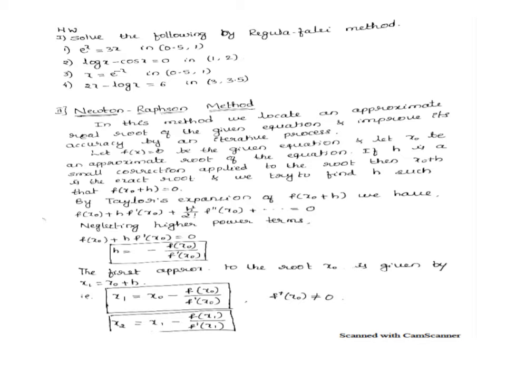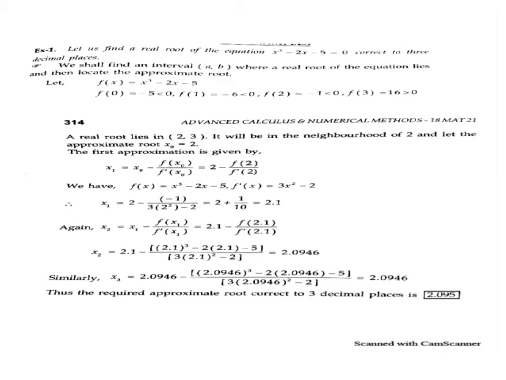In this method, we locate an approximate real root of the given equation and improve its accuracy by an iterative process. So the Newton-Raphson method formula is given by x1 equals x0 minus f of x0 divided by f dash of x0, provided f dash of x0 is not equal to 0.